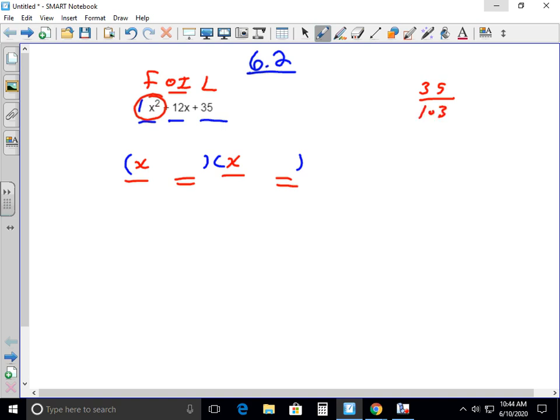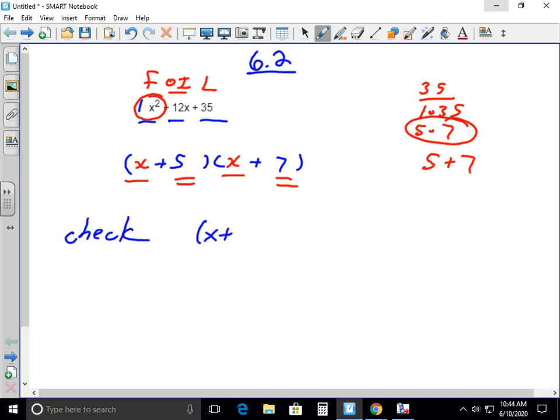So 35 is 1 times 35, or 5 times 7. Well, 5 times 7 is 35. 5 plus 7 is 12. So we're going to use plus 5 and plus 7. Now we can check by foiling that out, by distributing that.